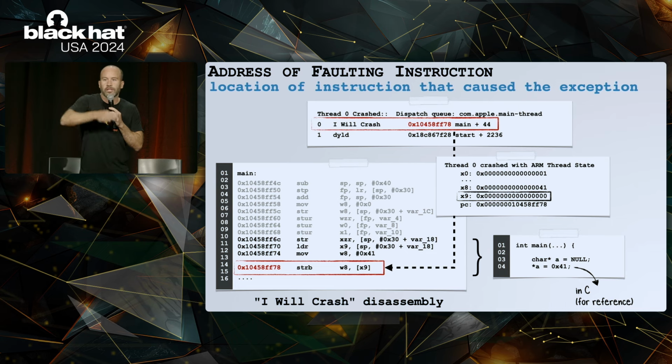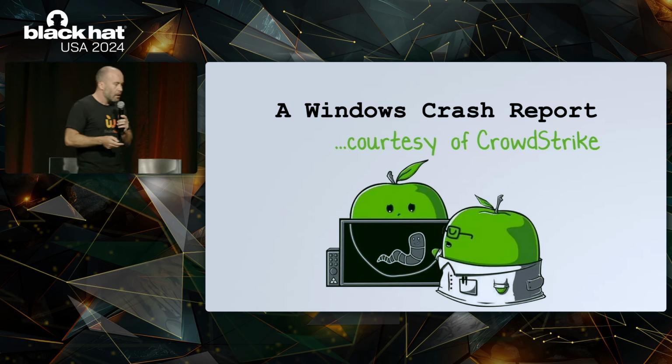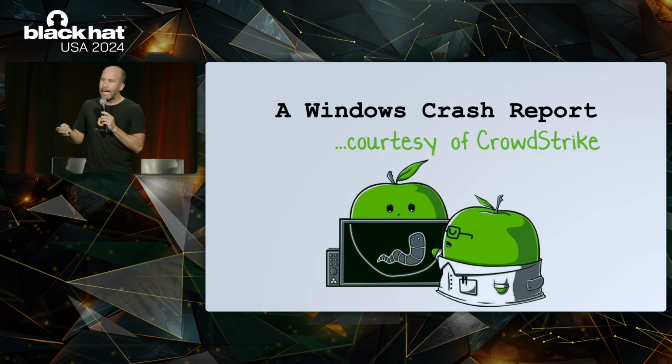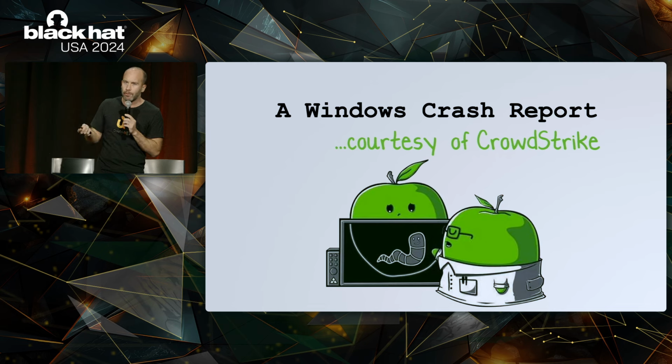So even if we didn't have source code, we now know exactly where the issue was and also exactly what the issue was. OK, so that's crash report basics. Let's now make it a little more exciting and talk about some real-life examples.